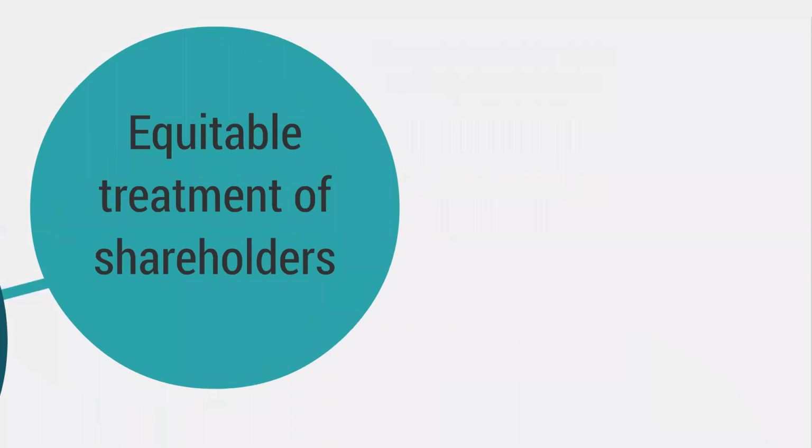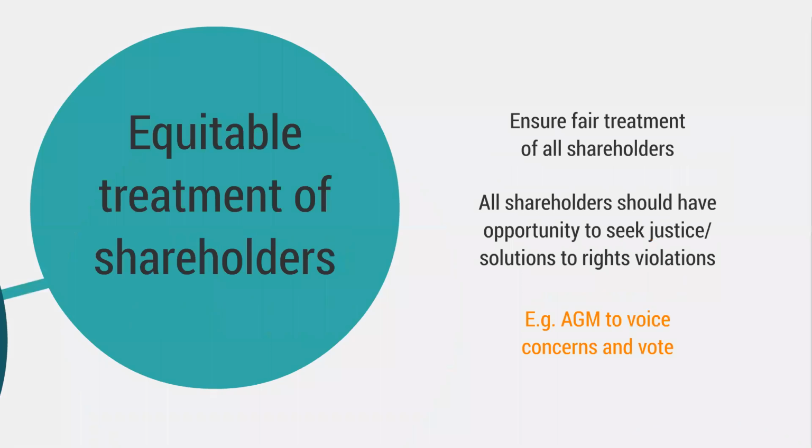Okay, then we've got another principle on shareholders, and this is the equitable treatment of shareholders. And this is saying the corporate governance framework should ensure that there's fair treatment for all shareholders. So, for example, if we've got a minority shareholder, they should be treated fairly. If we've got a shareholder in another country, a foreign shareholder, they should be treated fairly.